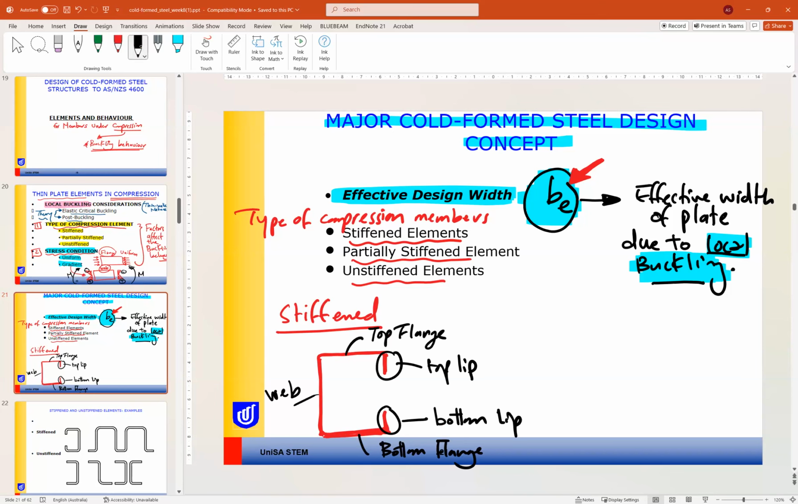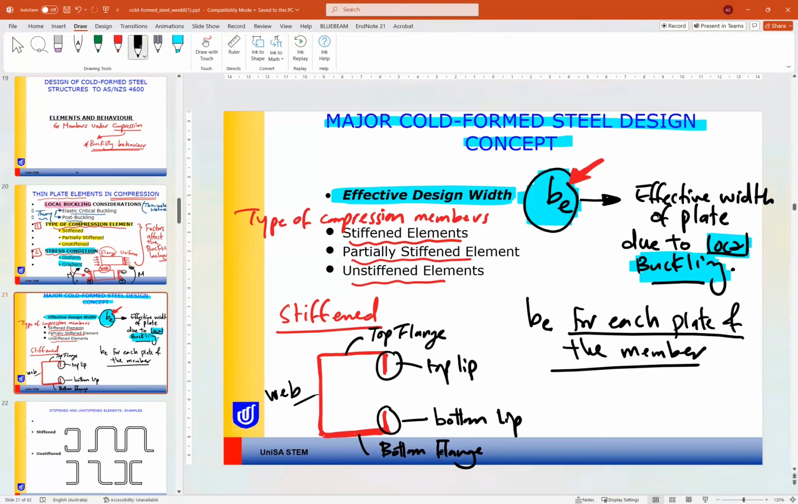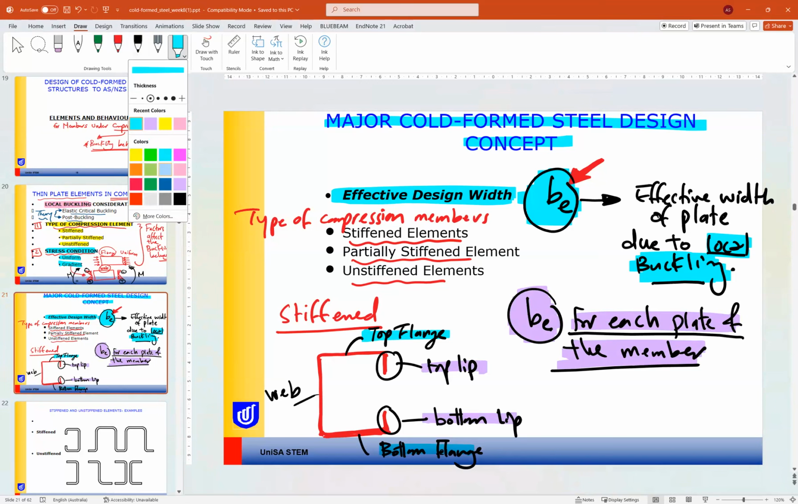Okay, so when we are finding b effective, we should find b effective for each plate of the member. One note we should keep in mind is that we are not calculating one b effective for the whole member. We are calculating b effective for each plate of the member, because as you can see, we have different types. We have top lip, bottom lip, top flange, bottom flange, and we may also have a web.